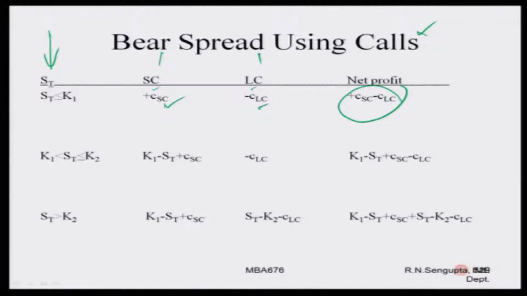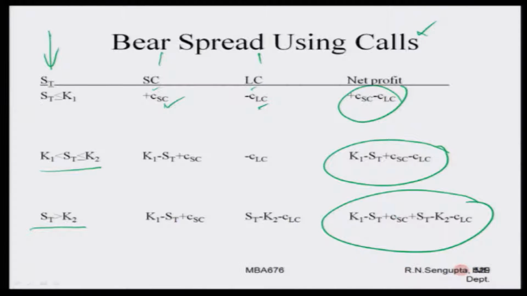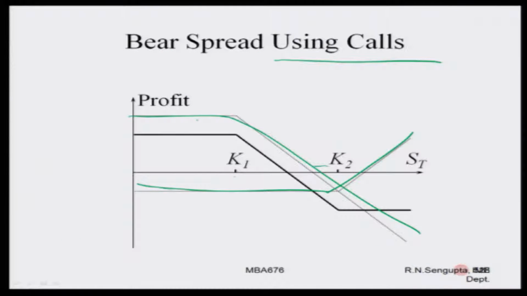And in the last instance, when ST is greater than K2, obviously the short call will be exercised. It has already been exercised. Now, similarly, the long call will be exercised. So, if you combine both these instances, when ST is between K1 and K2, and ST is greater than K2, the overall profit functions are given. That means if you combine them, the overall profit function will be such that the matrix would basically give you the diagram as shown.